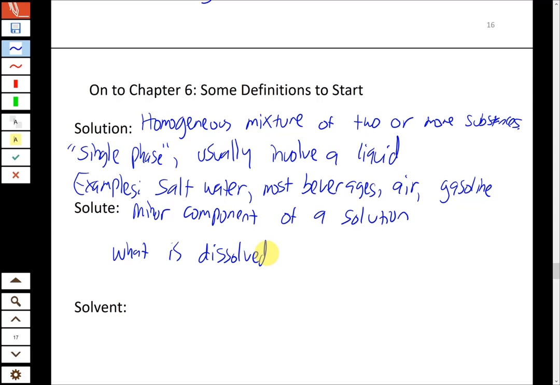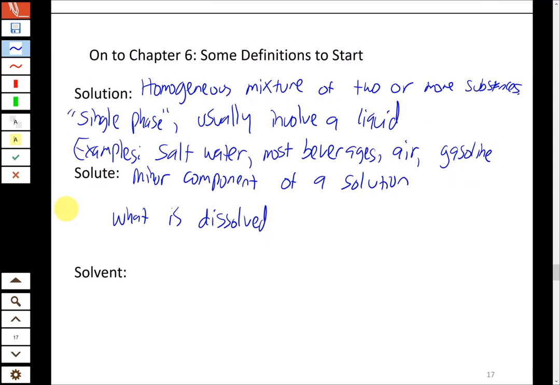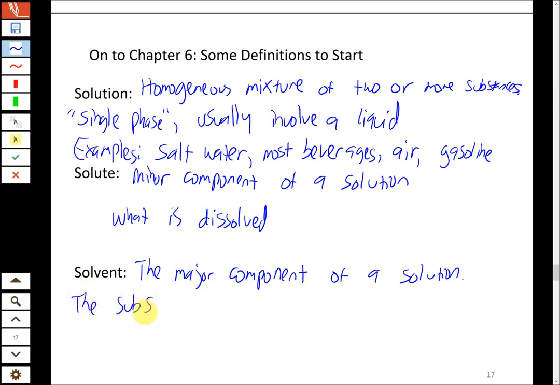Okay? And then the solvent would be the major component of a solution. Again, this term is used primarily for liquid solutions. So this would be what is doing the dissolving, what is dissolving the solute. So this would be the substance that does the dissolving, usually water, and for the chemistry we're talking about in this course, it will probably be 100% water.